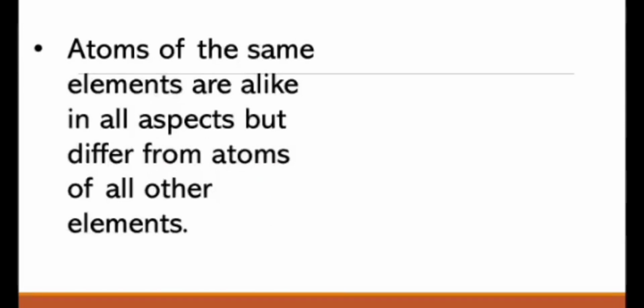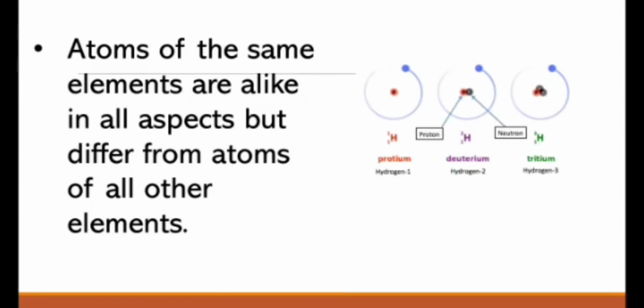So the other one that says atoms of the same element are alike in all aspects but differ from atoms of all other elements is not actually true because of a phenomenon known as isotopy. Isotopy is a phenomenon whereby two or more forms of an element exist having the same atomic number but different mass number. The difference in the mass number is due to the number of neutrons present in the nucleus. An example of an element that exhibits isotopy is hydrogen. In fact, most elements exhibit isotopy, okay? In this case, there are three isotopes of hydrogen. All of them have the same atomic number, but they have different mass numbers, as you can see.